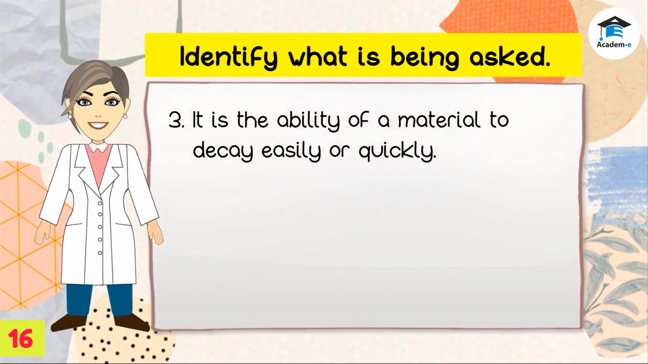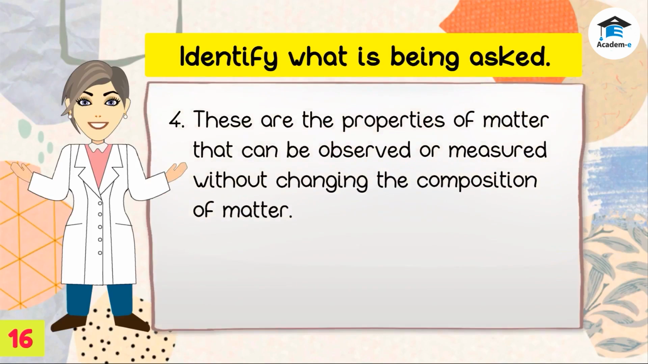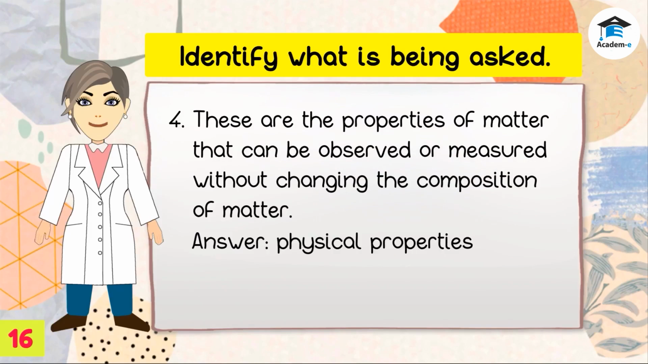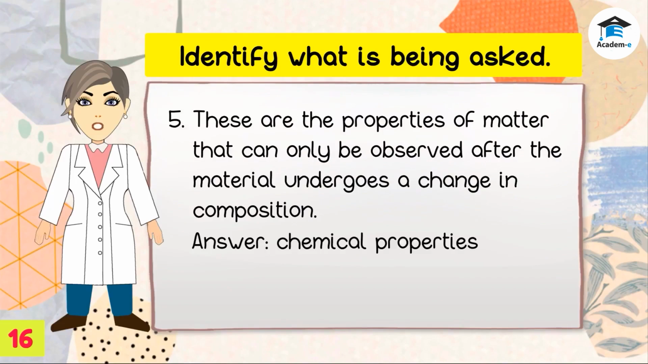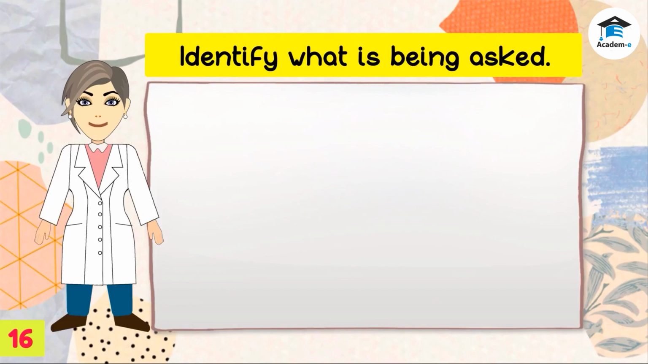3. It is the ability of a material to decay easily or quickly. Answer. Biodegradability. 4. These are the properties of matter that can be observed or measured without changing the composition of matter. Answer. Physical properties. 5. These are the properties of matter that can only be observed after the material undergoes a change in composition. Answer. Chemical properties. You are awesome. You've got them right.